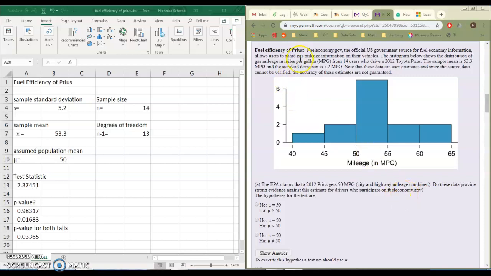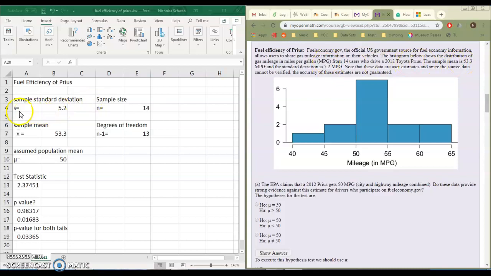This is the fuel efficiency of the Prius problem. So there was this poll on the internet, and 14 users took it, and they all drove 2012 Toyota Priuses. And the mean fuel economy that they got is 53.3 miles per gallon, and the standard deviation was 5.2 miles per gallon. So this is the standard deviation of our sample, and this is our sample mean.